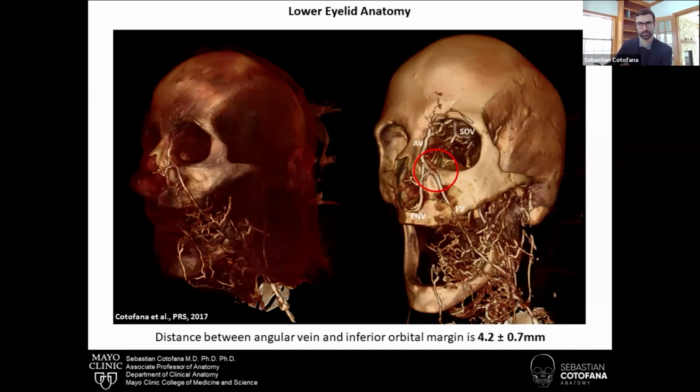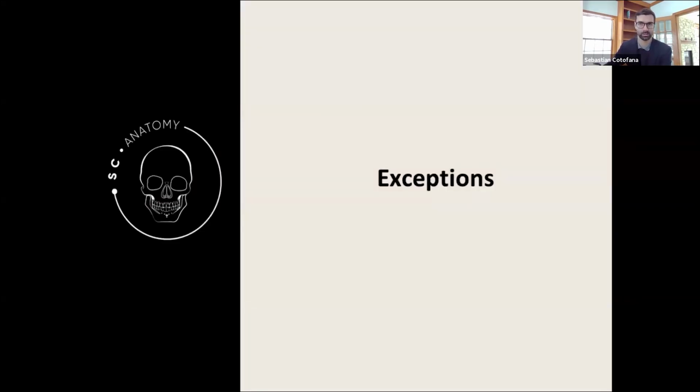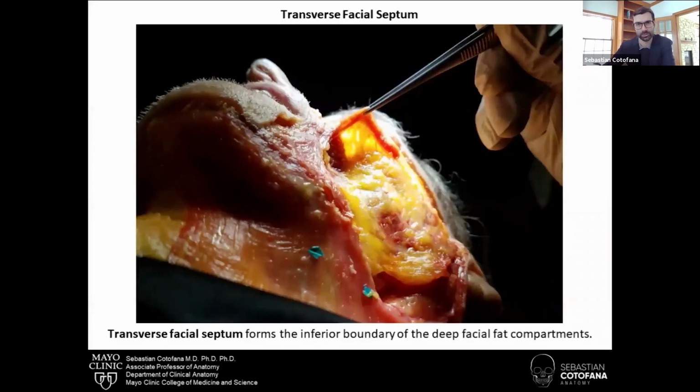So we talked so far about the layers. Remember, layers are all parallel in the face, but there are exceptions, and I will present some of these exceptions to you. Exception number one is the transverse facial septum. It's a new structure in the face, which forms the inferior boundary of the deep midfacial fat compartment. And this septum is in relationship to the zygomaticus major muscle.